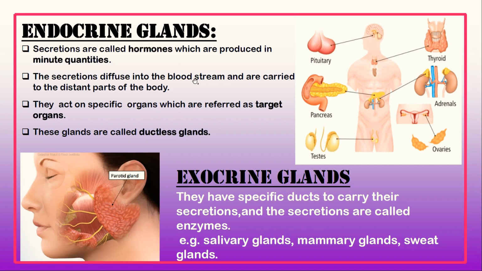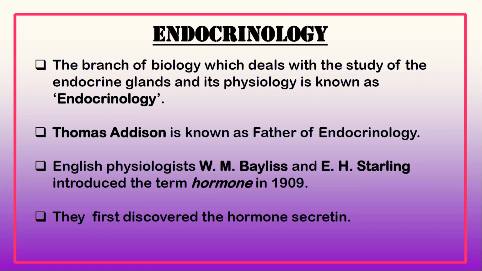The endocrine glands are called ductless glands, whereas the exocrine glands are called ducted glands. They have specific ducts to carry their secretion. Their secretions are called enzymes. Examples: salivary gland, mammary gland, sweat gland, etc.